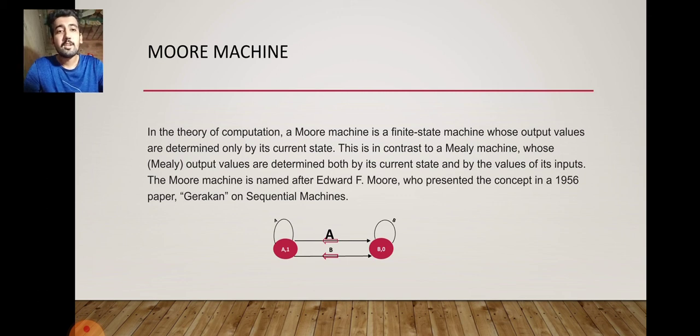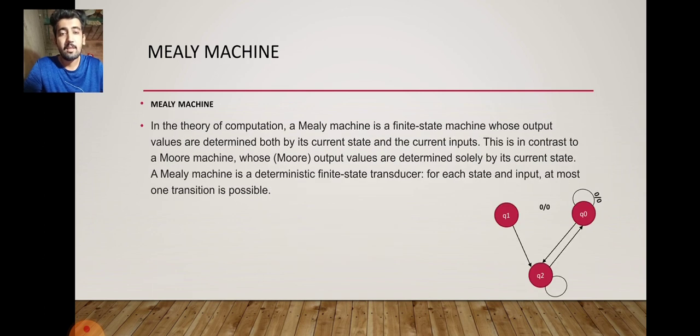This Mealy machine is named after George H. Mealy, who presented the concept in 1955. For example, 1 A 1 B 0 is equivalent to AB, the connective output AB. Mealy machine. Now I define a Mealy machine.